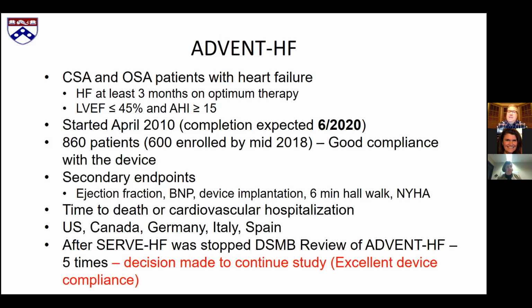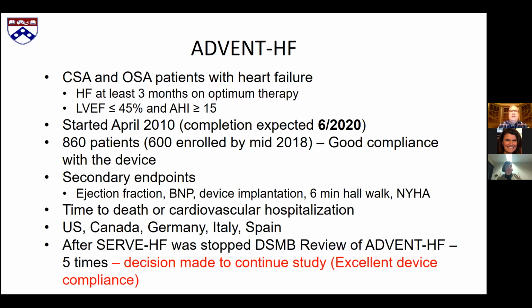What I will say is that they have been forced, because of the safety concerns from SERVE-HF, to do Data Safety Monitoring Board reviews. There's been 5 reviews of this clinical trial. I confirmed that again today. And the decision was made to continue the study. So at least in this population with this device, there does not seem to be a safety signal. Whether there's a benefit to treatment, we still don't know the answer.